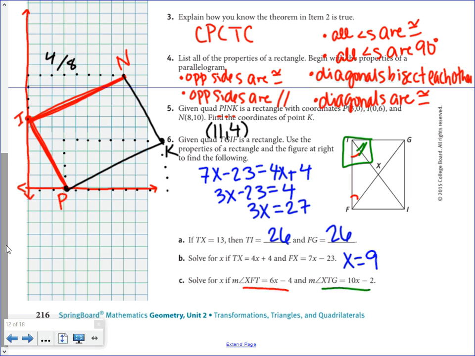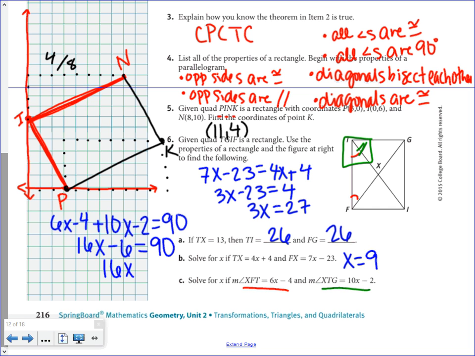So the 2 angles that they give me have to sum to equal 90. So the equation that I could set up here: 6x minus 4 plus 10x minus 2 equals 90. If you combine your like terms, 16x minus 6 equals 90. If you add 6 to the 90, you get 96, and then when you divide by 16, your x value is 6. So that's looking at the rectangle.